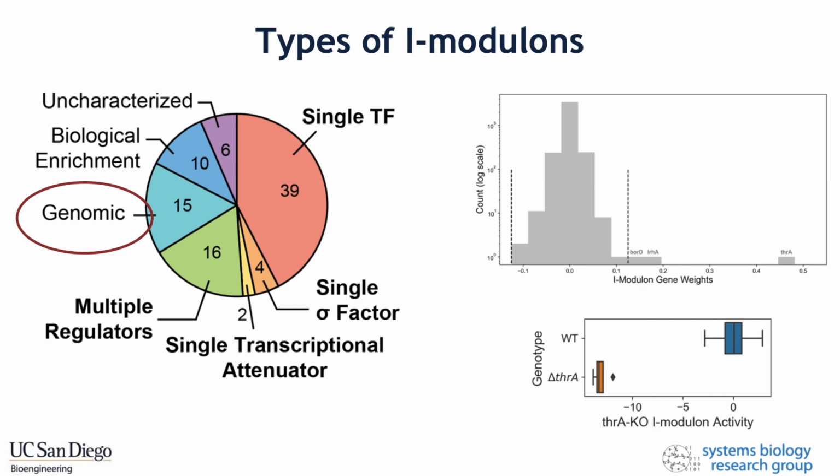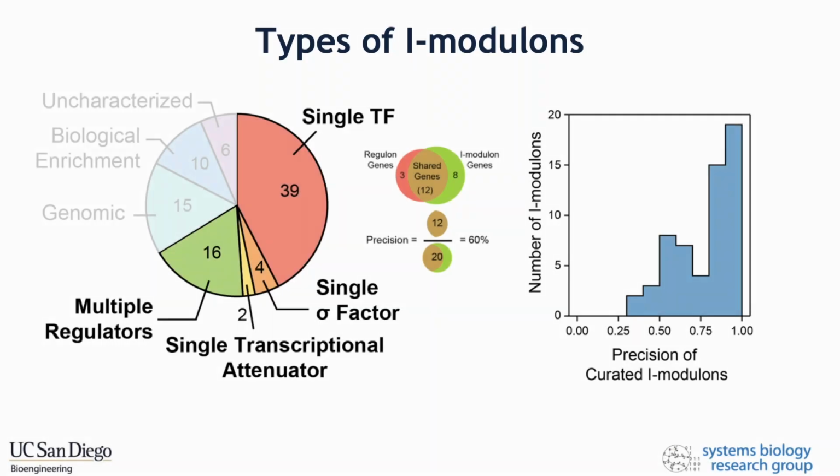Finally, we get a lot of genomic iModulons. These are usually due to engineering changes, for example, a gene knockout. In this case, this iModulon has ThrA as the dominant gene in the iModulon, and it's only active when we knock out ThrA in the expression compendium. For the remainder of this talk, we're going to focus on regulatory iModulons.